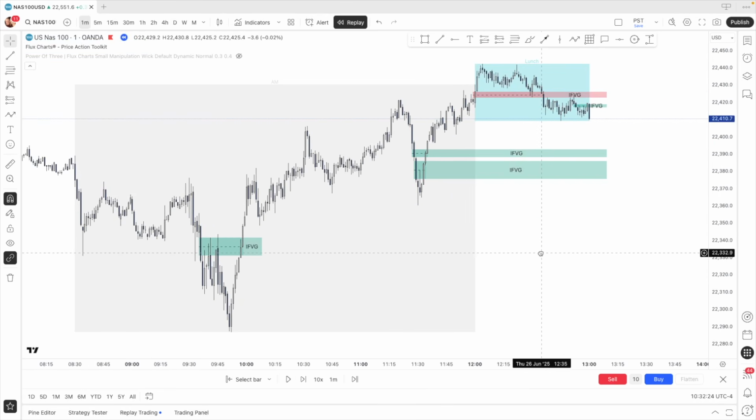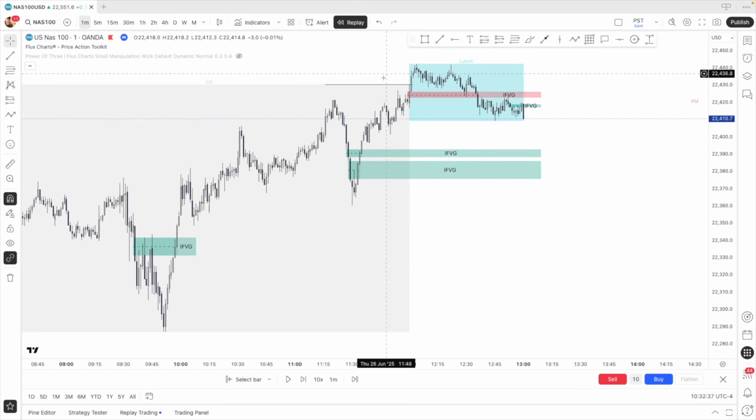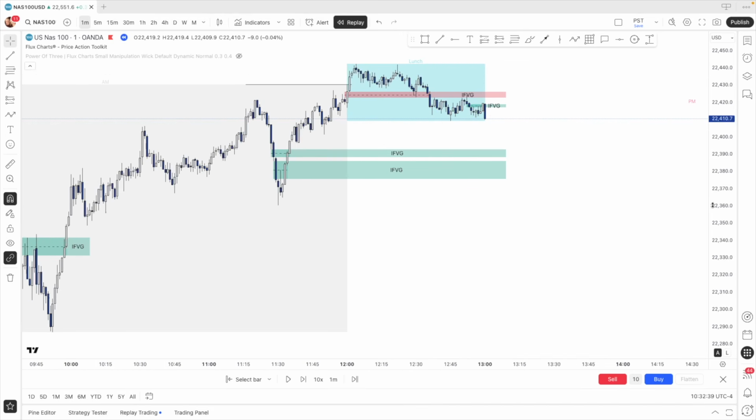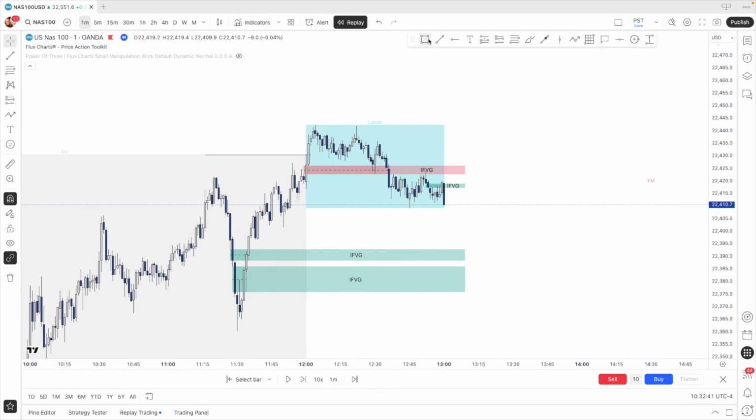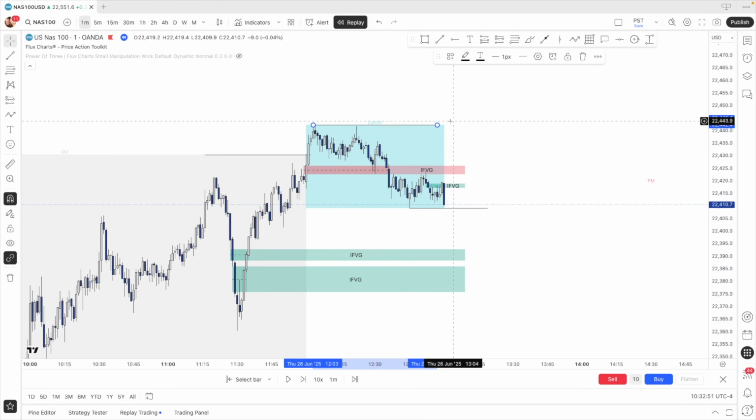So let's play price forward and let's go to the next day. Alright, so here you can see AM session, lunch session. We can clearly see AM session took the highs here, and the lunch took already the highs over here. So let's draw out the highs and the lows of the New York lunch, and let's see what happened right over there. There's the high.